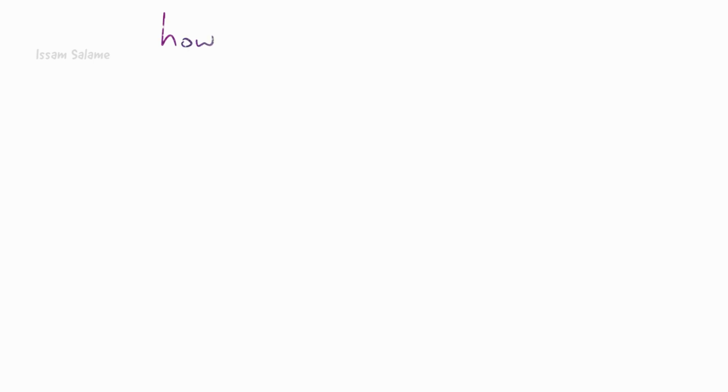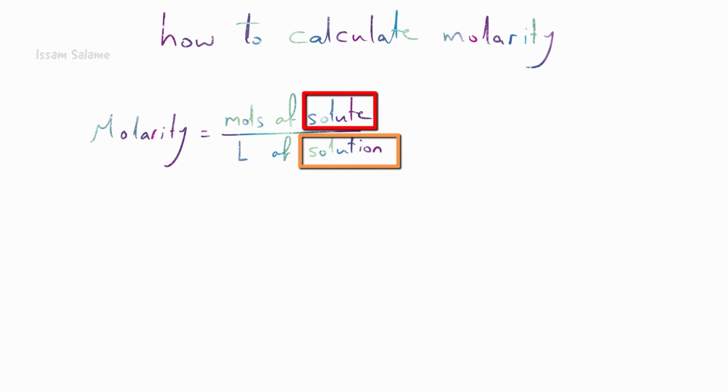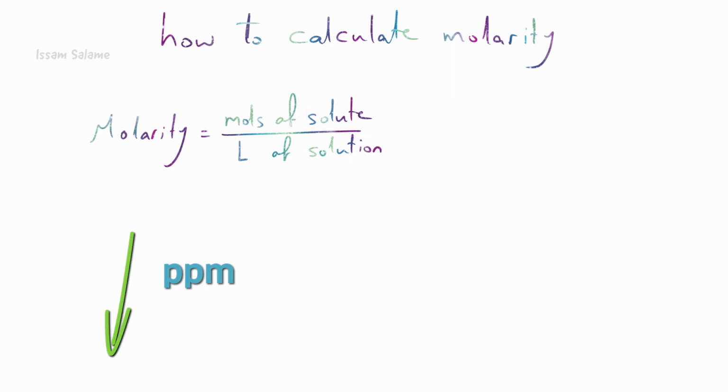Hi, and welcome back with a new video about how to calculate molarity of a solution. Molarity is equal to moles of a solute divided by liters of solution. Even though I defined solute and solution in my previous video about parts per million, let me revise them quickly for you before we continue.